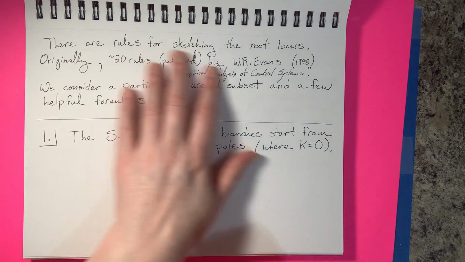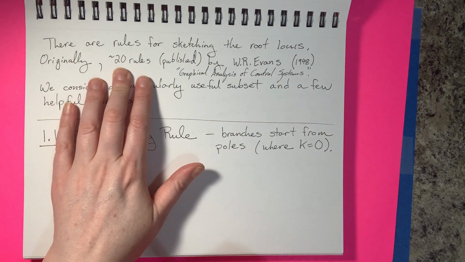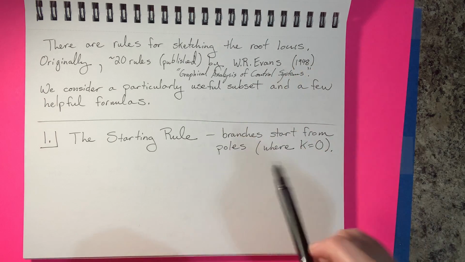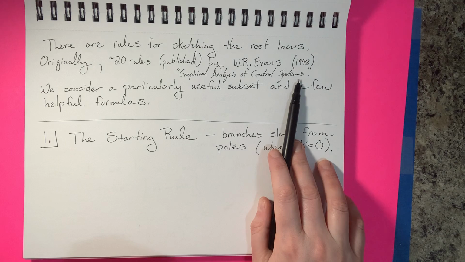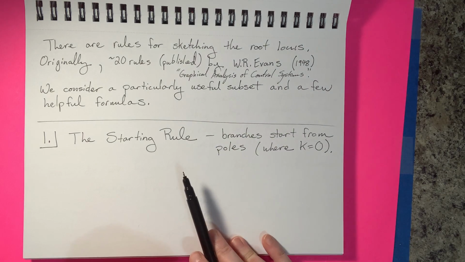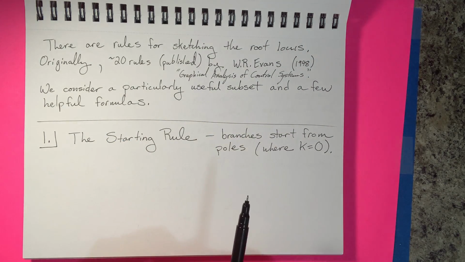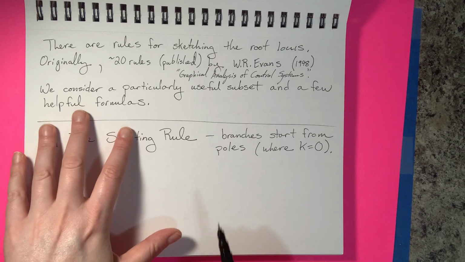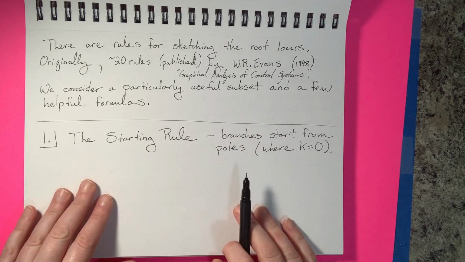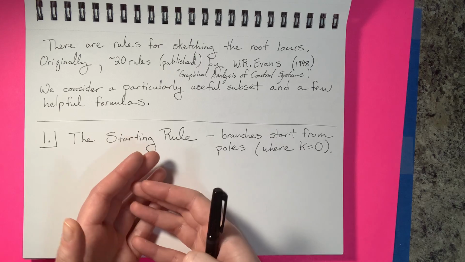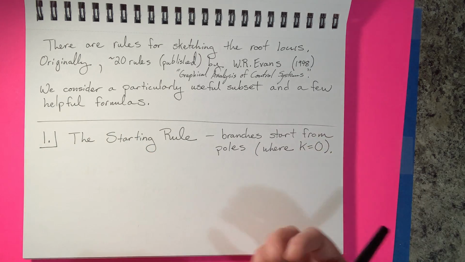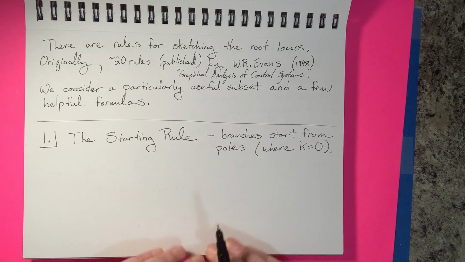Okay. There are rules. Originally there were about 20 that were published by Walter Evans, and his first paper, I believe, is in 1948 called Graphical Analysis of Control Systems. You can look that up if you're curious about it, but we are going to concentrate on the 7 most helpful rules, and they are the first couple of rules. We consider a particularly helpful set of them, and we also are going to consider a few of the formulas that are involved in some of the other rules, and they just help us get a more accurate plot.